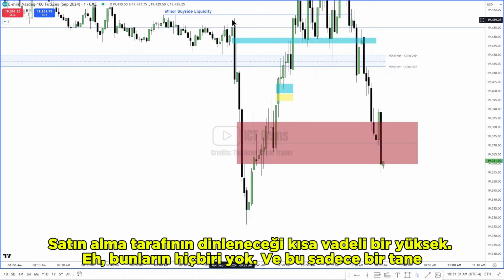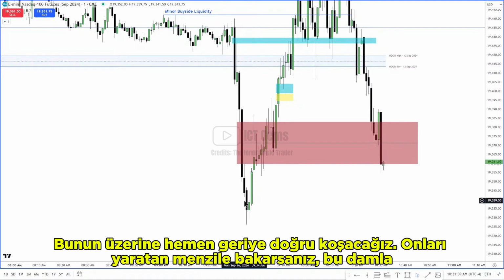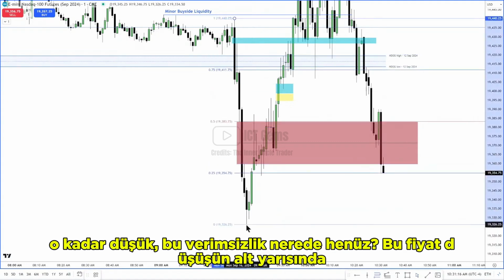Well, there is none of that in this. It's just one straight shot lower. So that also is characteristic of a Judas swing. It's something fake. They're going to run right back over top of that. If you look at the range that was created on this drop down to that low, where is this inefficiency at?